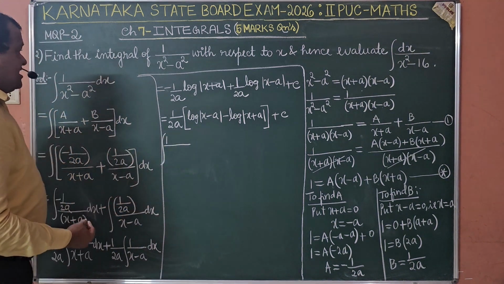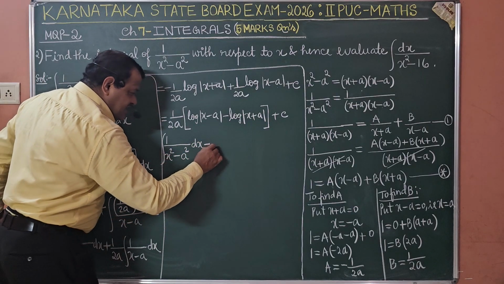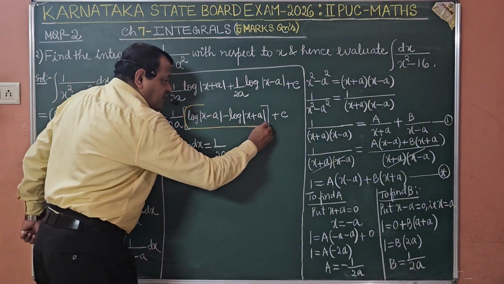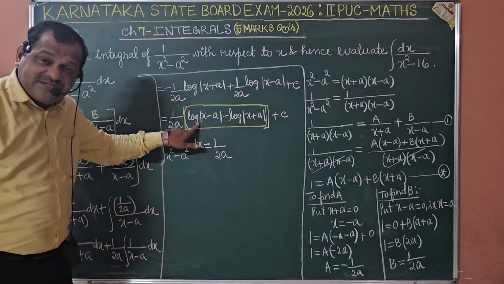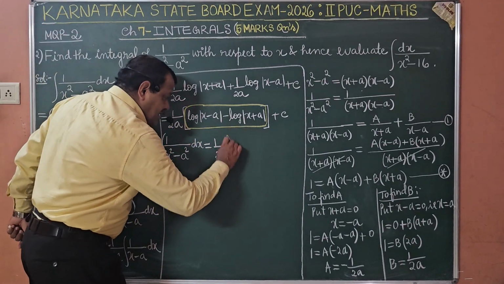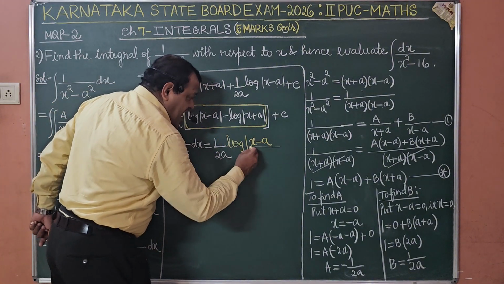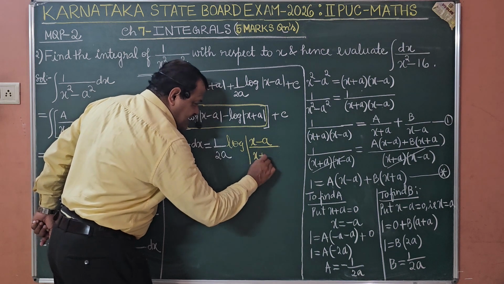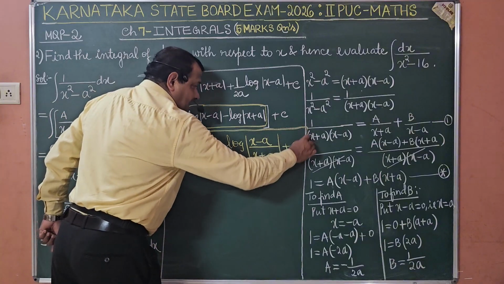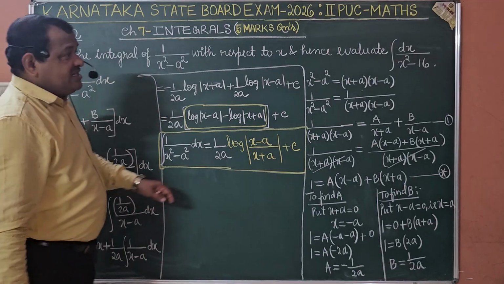Therefore my formula is integration of 1 by x square minus a square dx is equal to 1 by 2a as it is, and this looks like the second law of logarithms. What is the second law of logarithms? It looks like log m minus log n is log of m by n. Here m means the numerator, x minus a, and n means the denominator, x plus a, to the base e, plus c. Therefore, this is the formula.